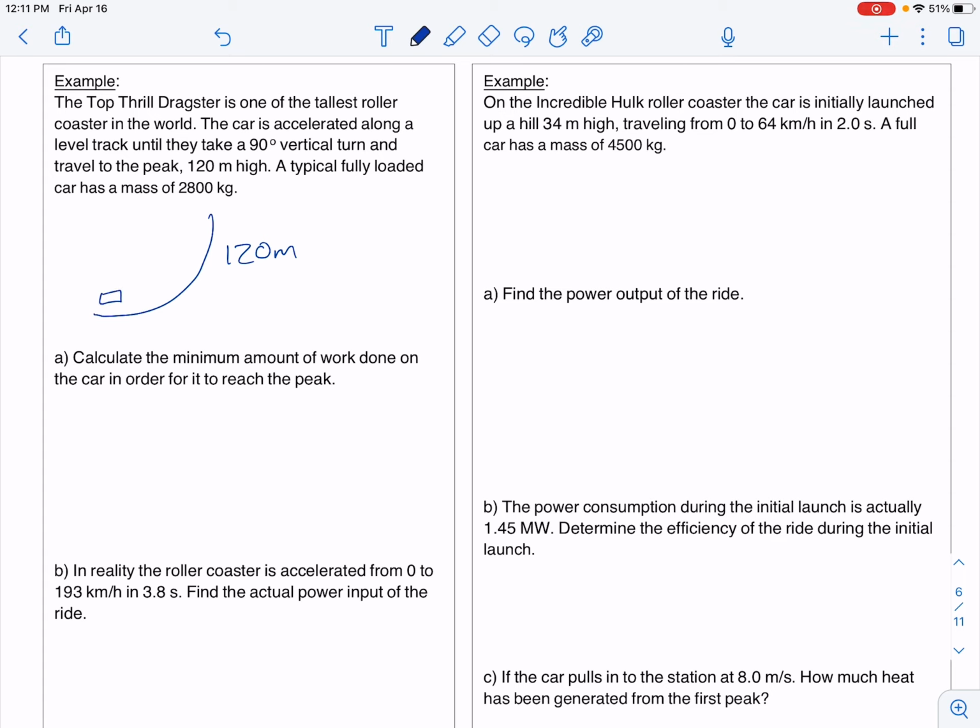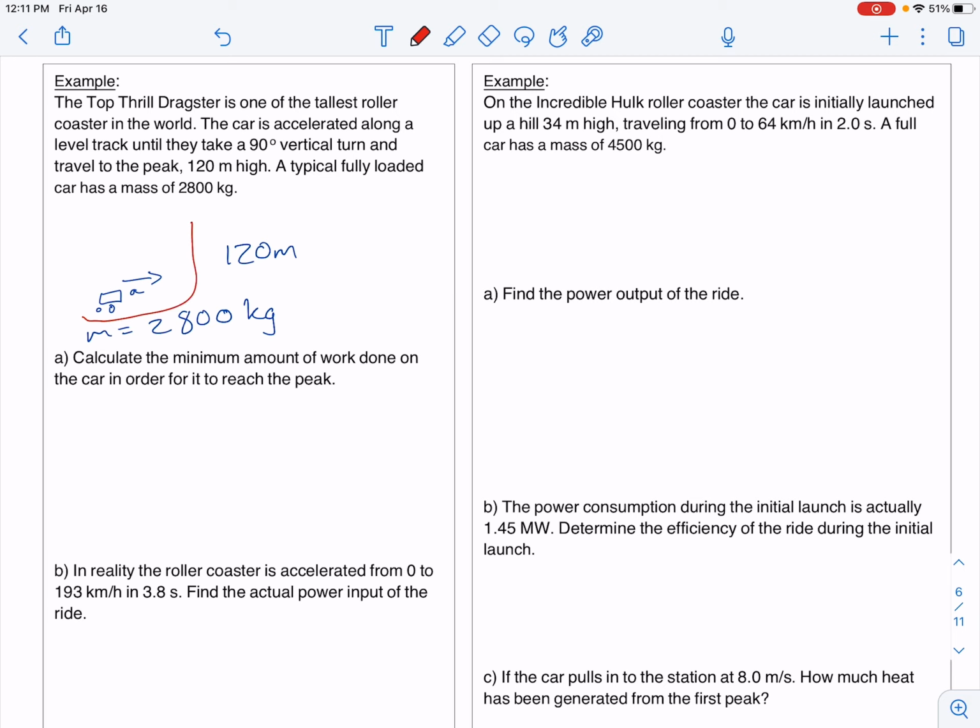Okay, for this first one, I have a little dragster going here. I'm just going to visualize what's going on in this problem. So we have it accelerating in this direction. We know the mass of our cart is 2,800 kilograms. The height is going to be 120 as it goes up a vertical 90 degree curve.